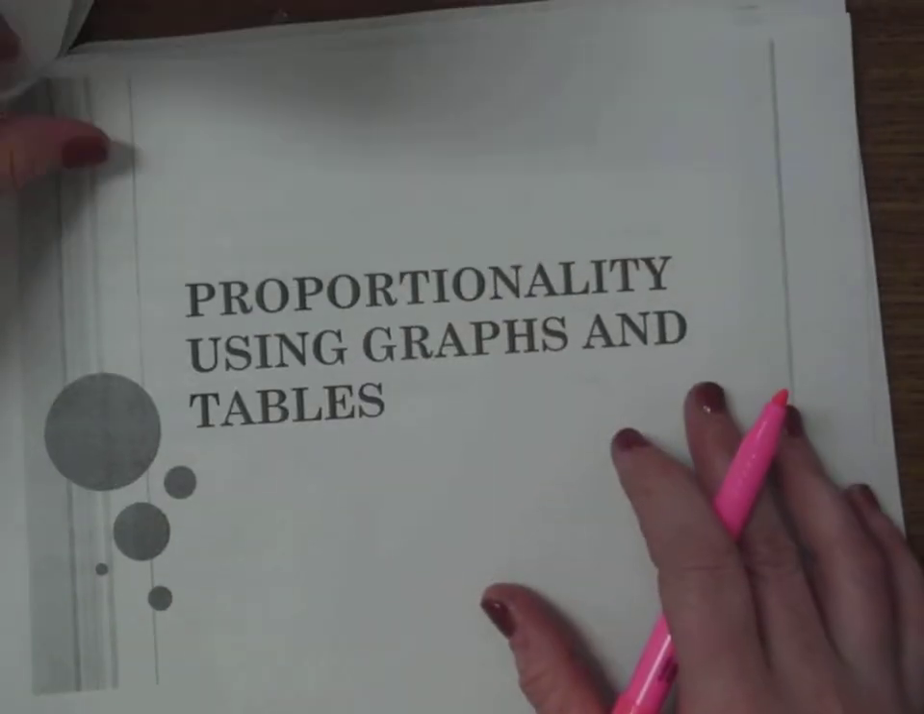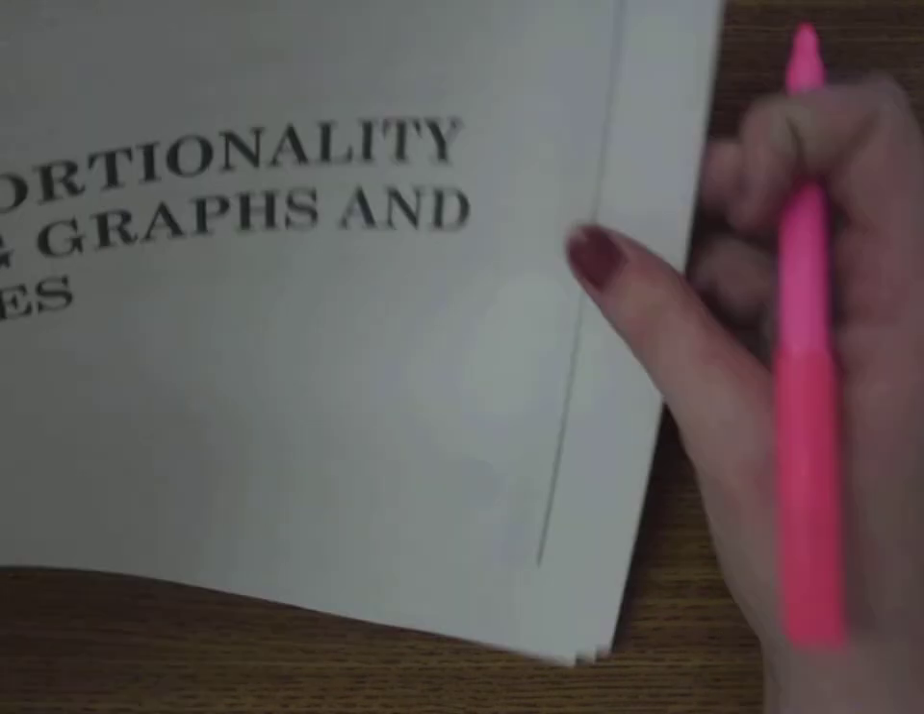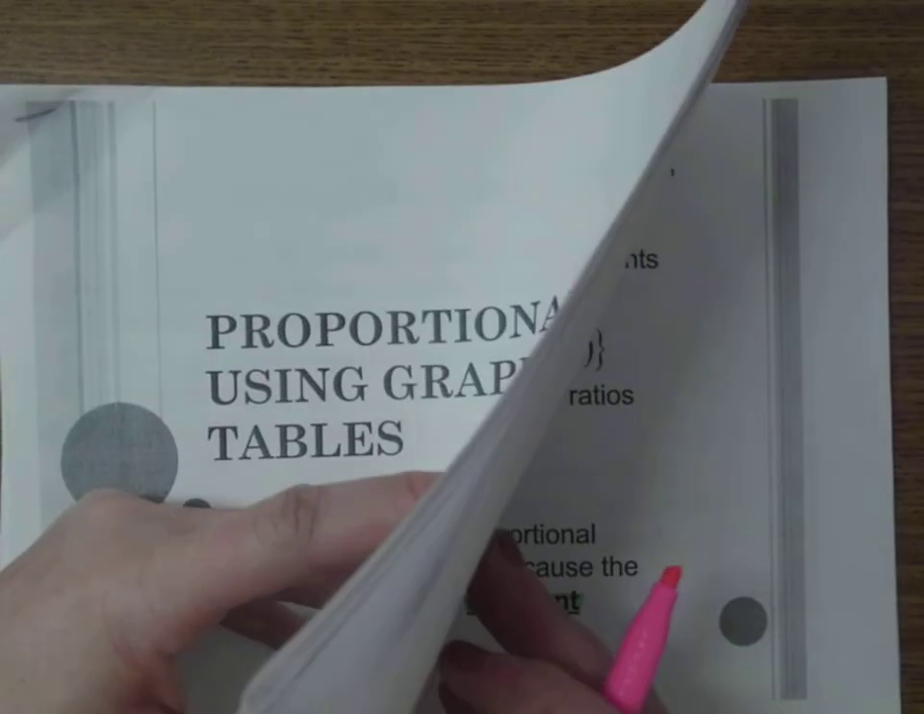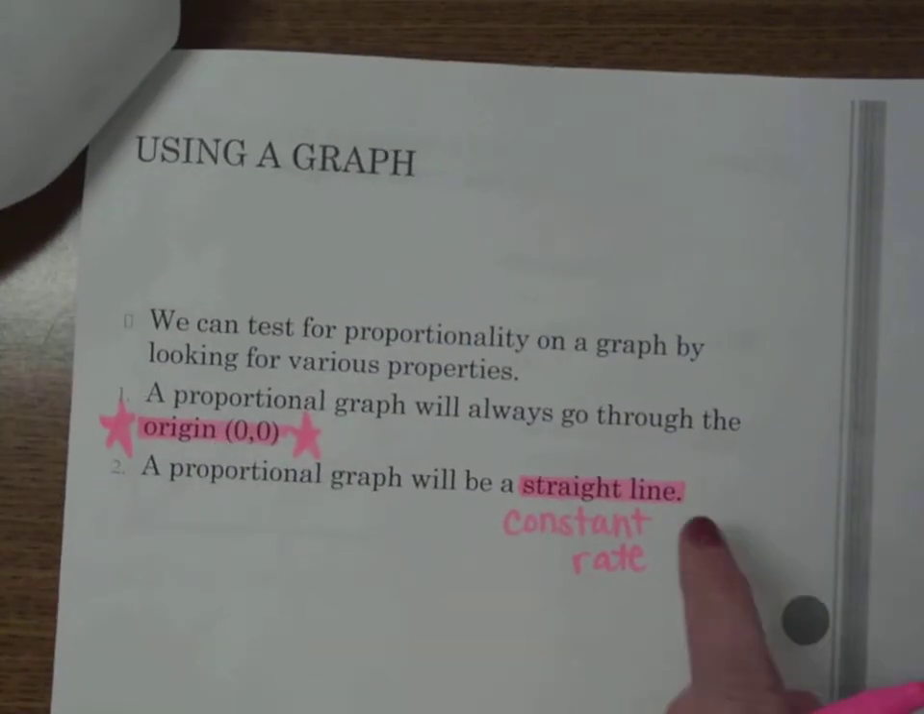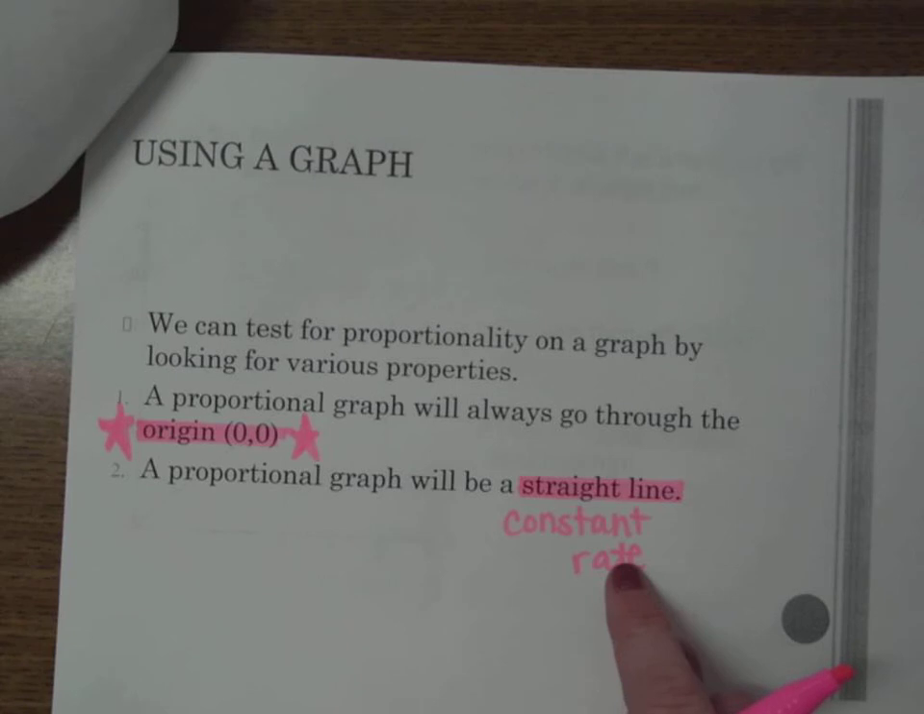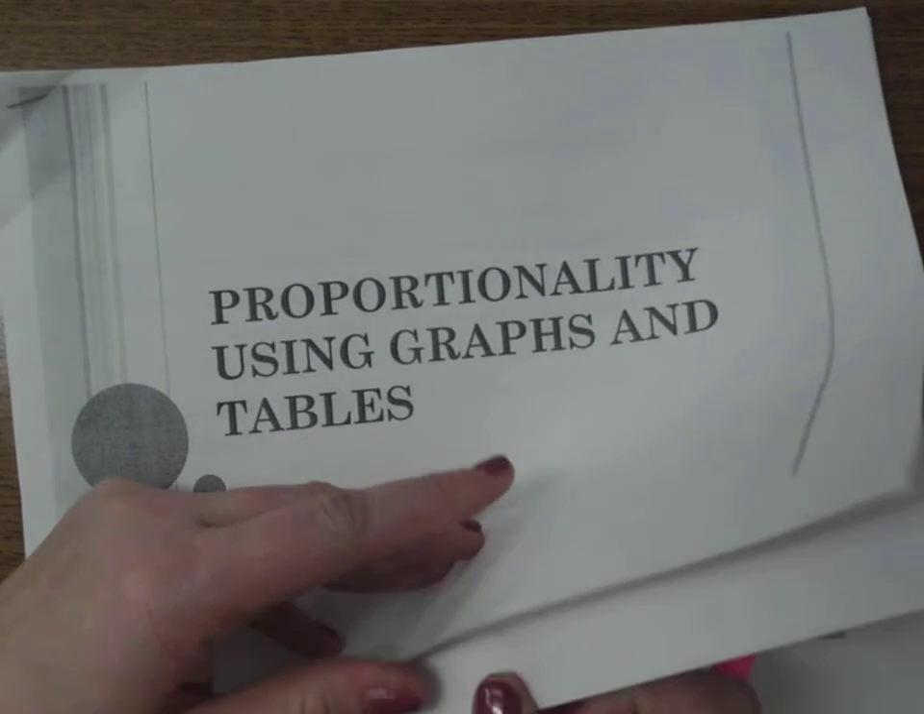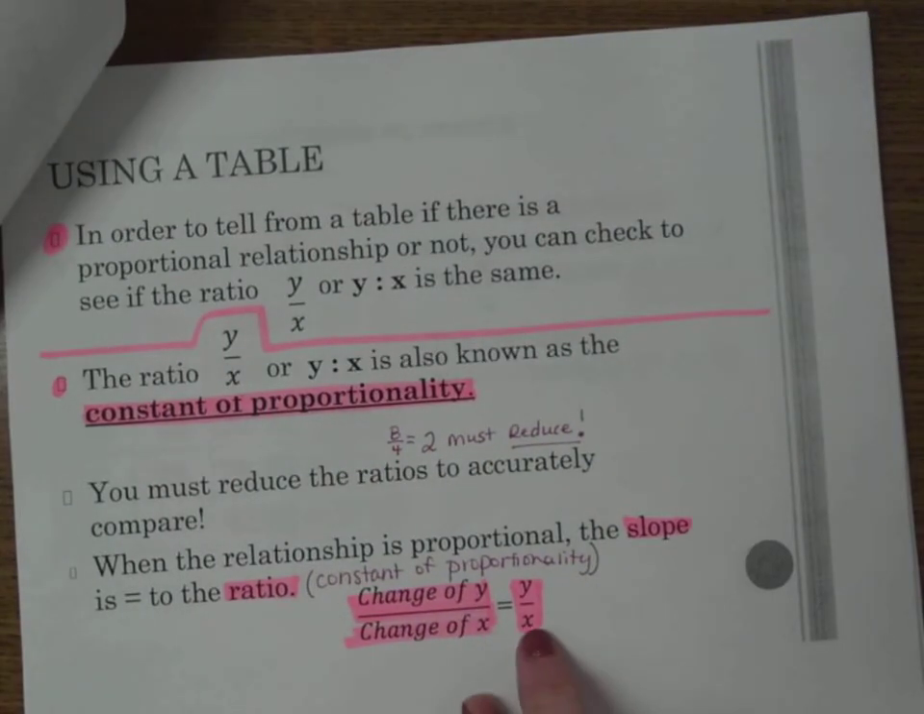So there you go. That is proportionality using graphs and tables. Remember, your biggest thing you want to look for is that it goes through the origin and it has a constant rate. And you find it by dividing y over x.